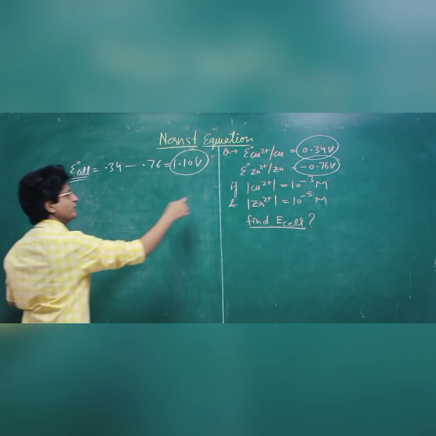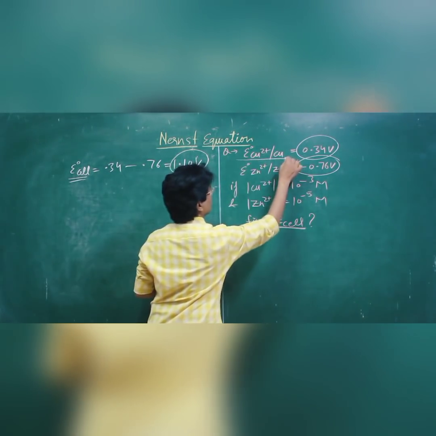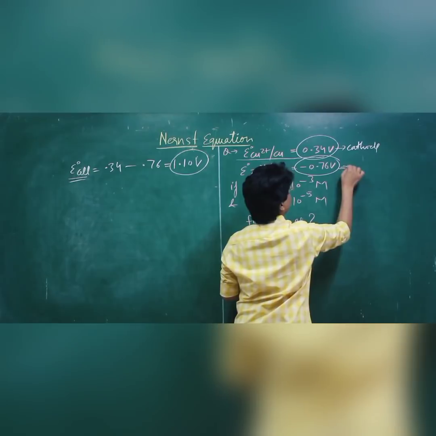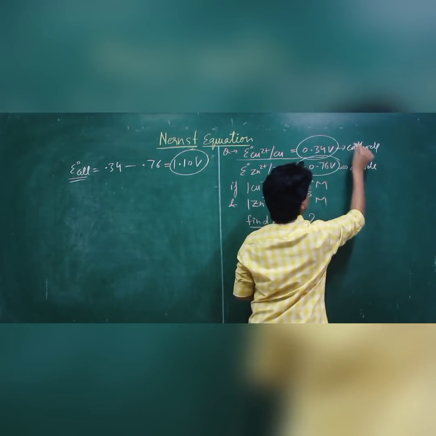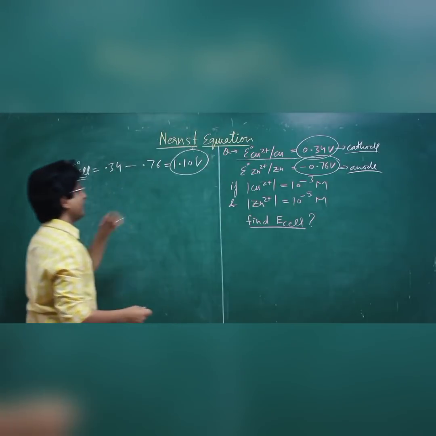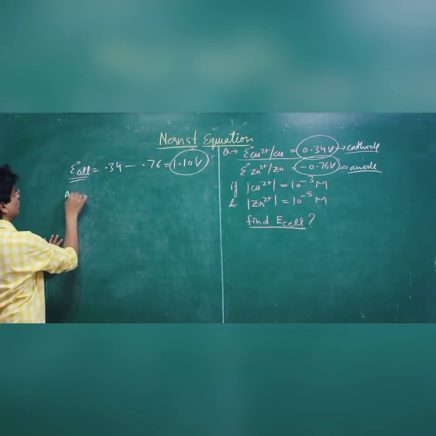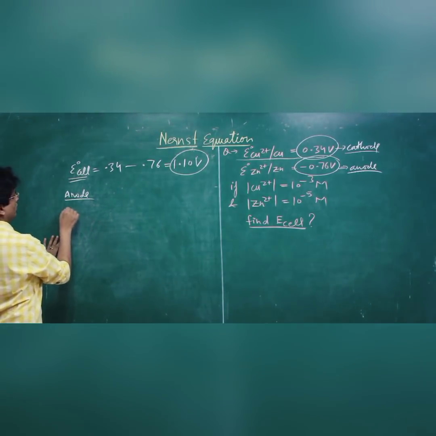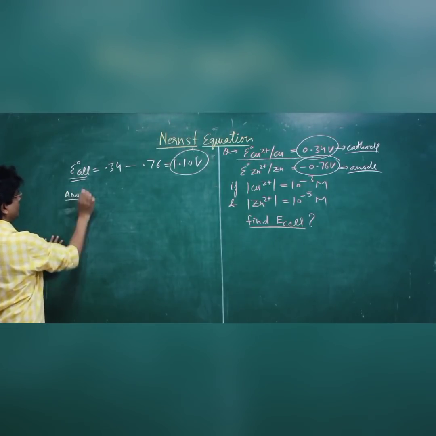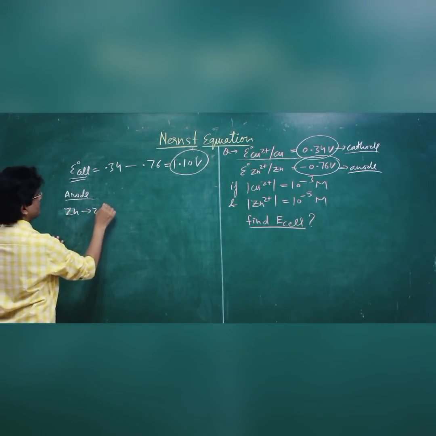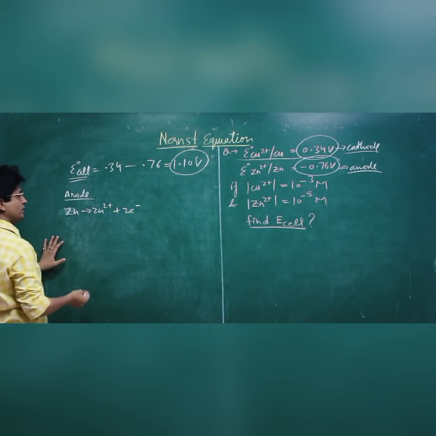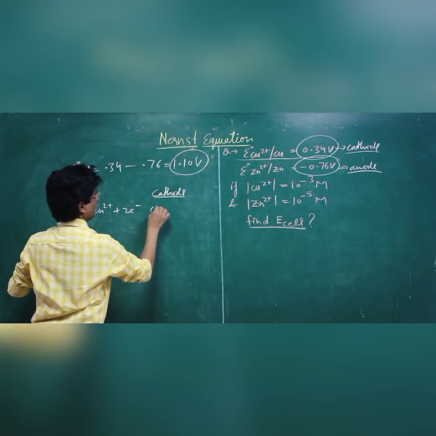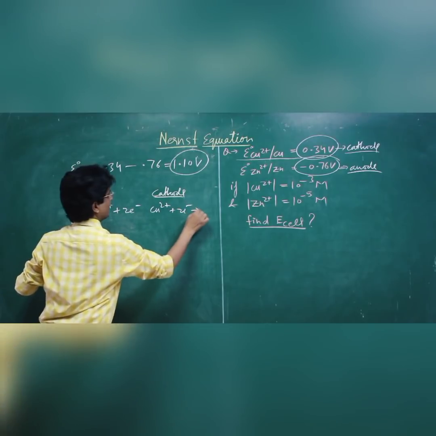Is that clear? Now let me write down the reaction. So copper, which has a higher SRP, will be acting as cathode, and zinc will be acting as anode. I told you that higher SRP means cathode, lower SRP means anode. So let me write down the equations at anode and cathode. At anode, zinc will become zinc ions giving 2 electrons, and at cathode, copper ions will accept the 2 electrons and become copper.